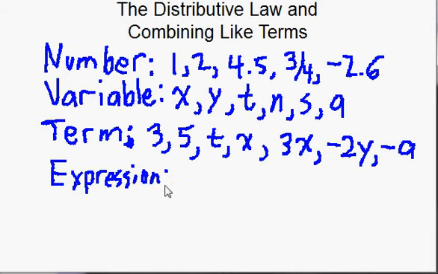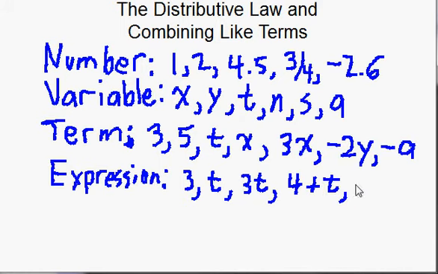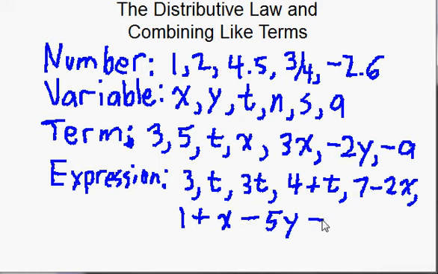Now, an expression could be a number, like 3, or it could be a variable like t, or it could be a term like 3t, or it could be two terms added together. For example, 4 plus t, or you could have 7 minus 2x, or you could even have 3 terms or more added together. You have 1 plus x minus 5y plus another 2 x's. Okay, so remember, number, variable, term, and expression.